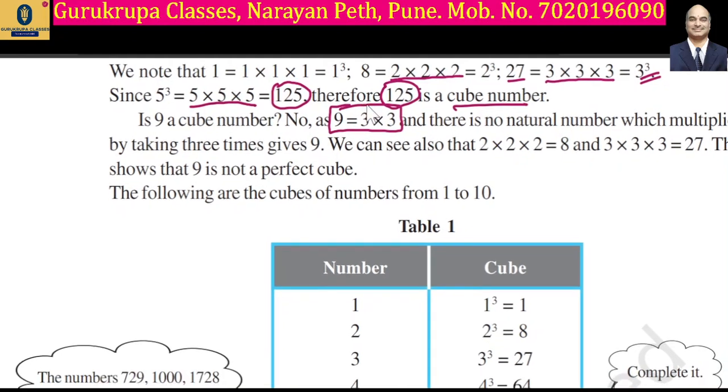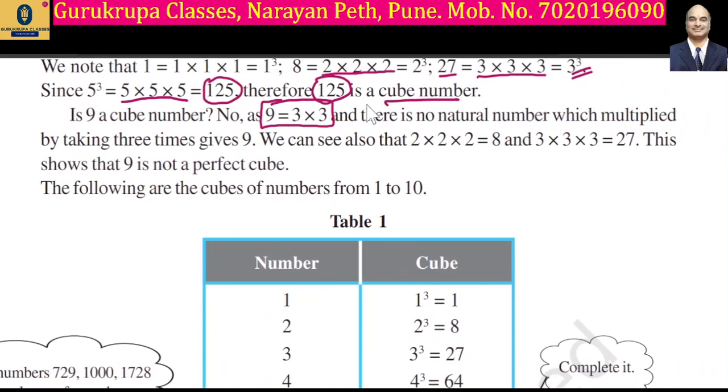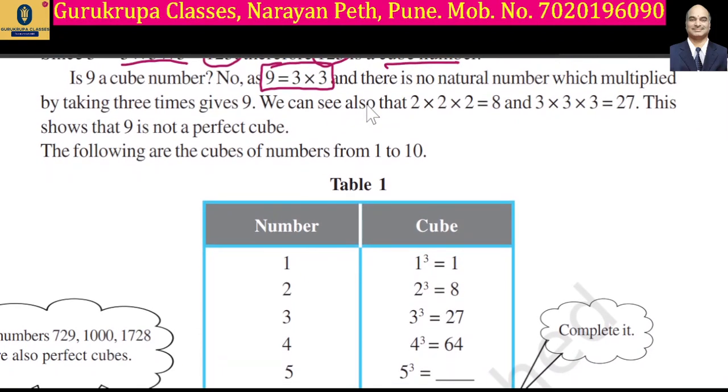Now if we try any natural number, taking it thrice and multiplying, we cannot get 9 as the answer. So therefore 9 is not a perfect cube. For example, if we take 2 three times and multiply them, we get 8.